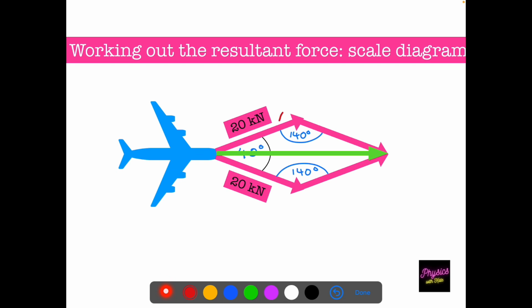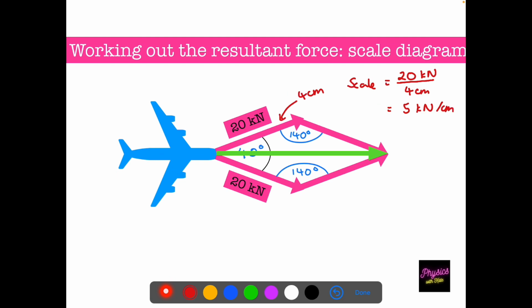Now I chose this diagram so that on my screen this was 4 centimetres. Now on an exam you would need to measure this with a ruler to work it out. So then to get our scale we take the force, which in this case was 20 kilonewtons, and then we're going to divide it by how long the arrow was for that force. So in this case 4 centimetres. So that will give us 5 kilonewtons per centimetre.